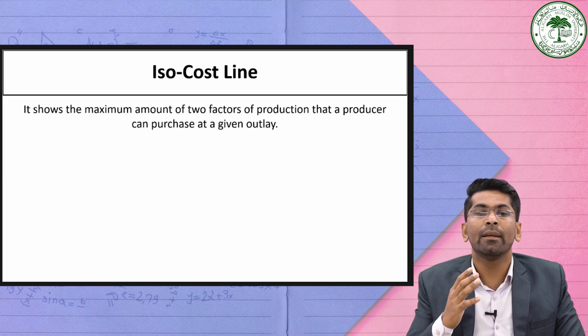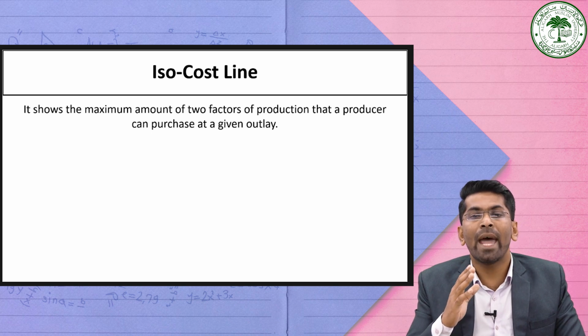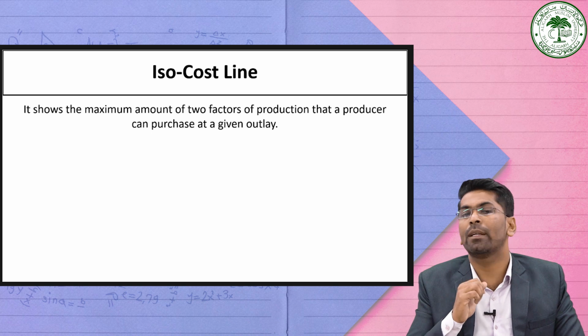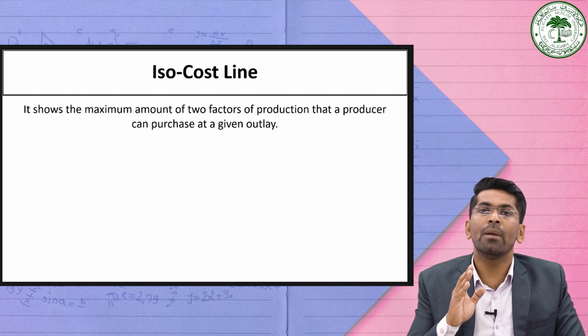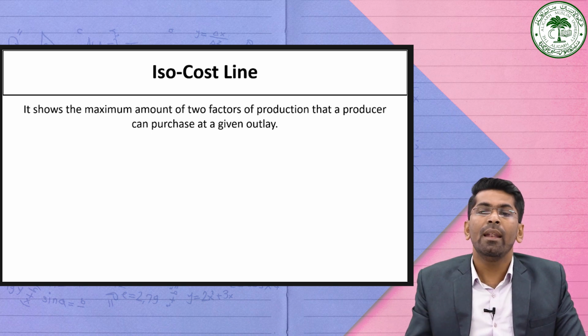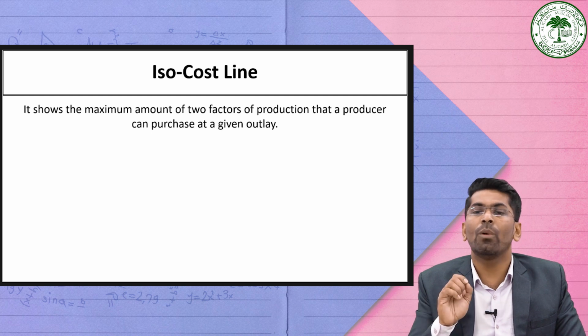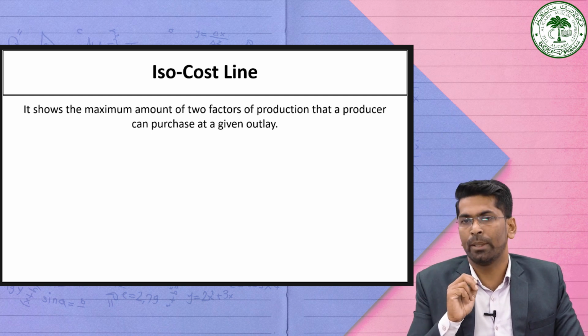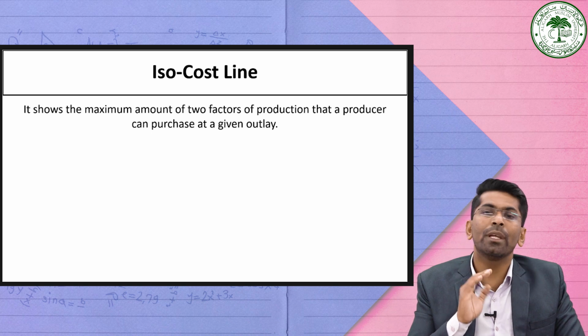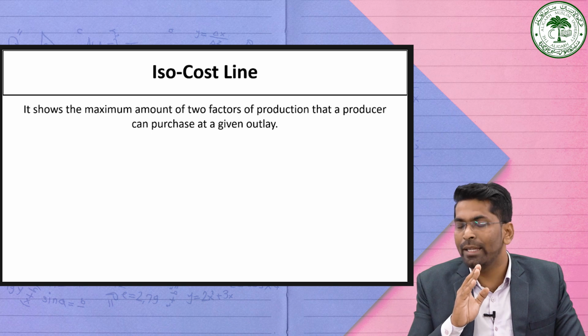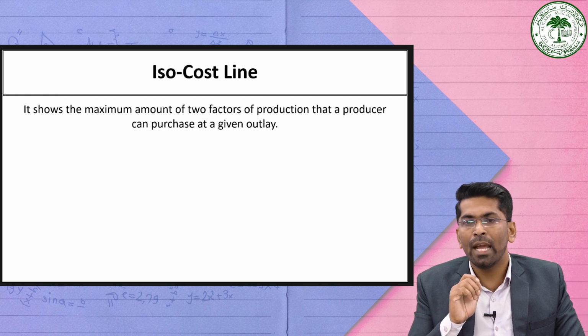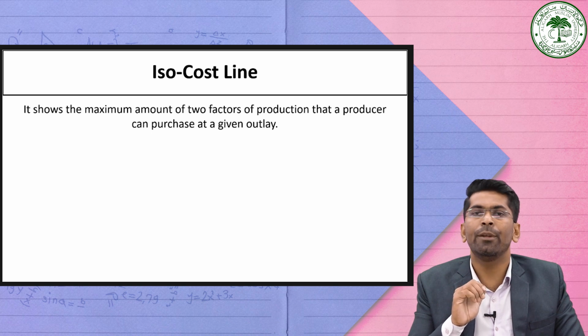So we are showing that the isocost line is the maximum amount of two factors of production that a producer can purchase at his given outlay and at the given prices of the factors of production. Let us assume that the producer is only purchasing two factors of production, labor and capital. There exists a specific name for the price of each: for labor we give the wage rate, and for capital we provide the rate of interest.